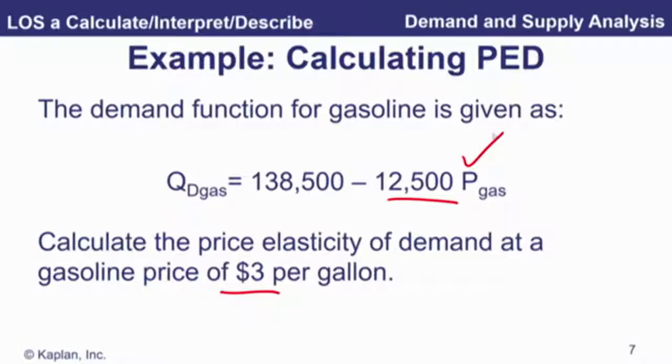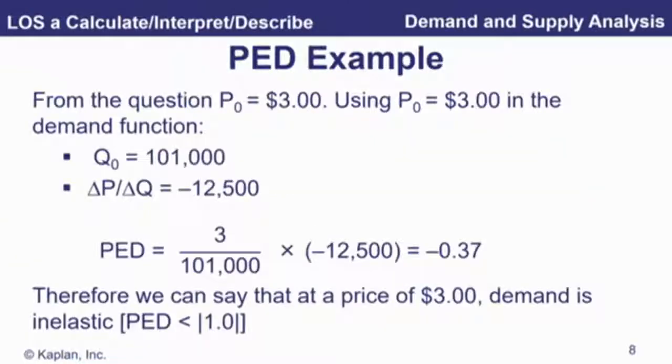So we have the current price. We have the slope coefficient. What we're missing is the current quantity. Well, okay, I can calculate the current quantity if I just put my price into the demand function. So let's move on and do that. From the question, the price is 3. Put the price of 3 into that demand function and you'll calculate a quantity of 101,000. Pretty straightforward. And we already know the change in price over the change in quantity is minus 12,500. Why? It was the slope coefficient in that demand function.